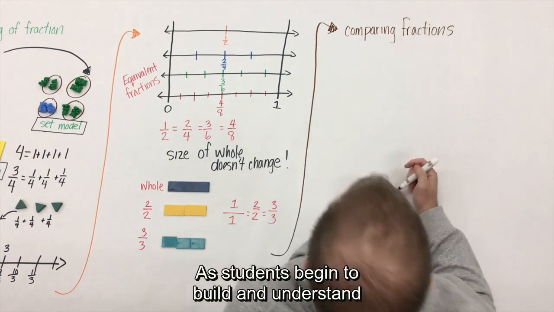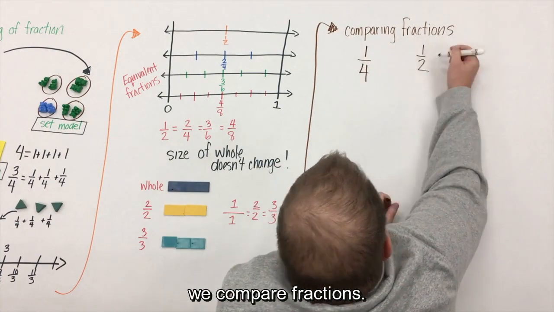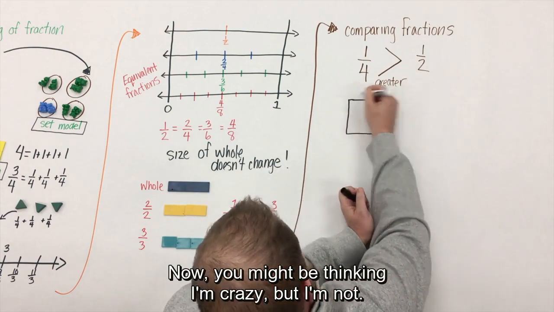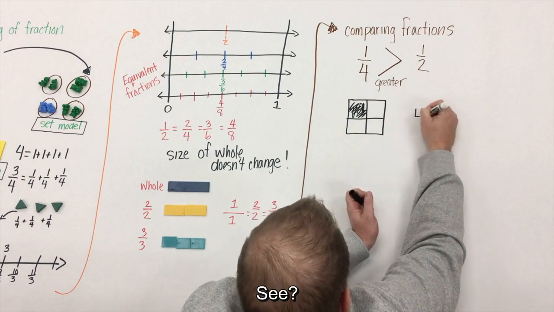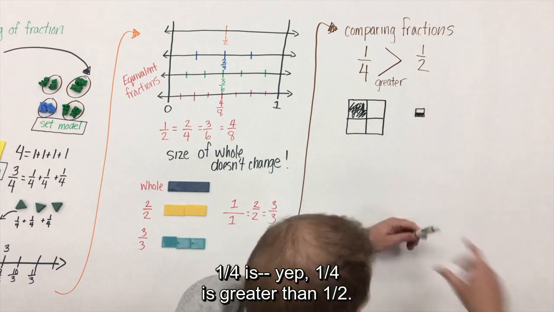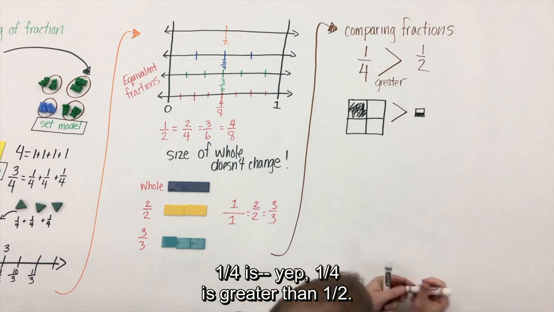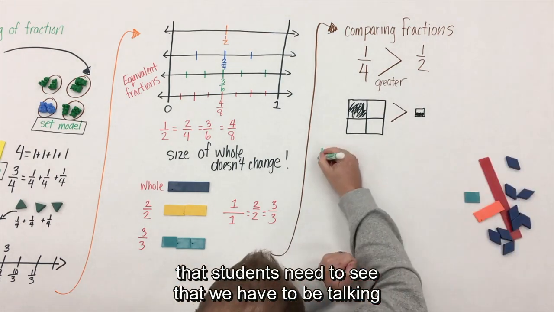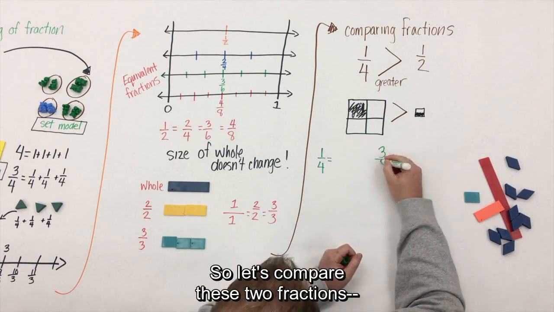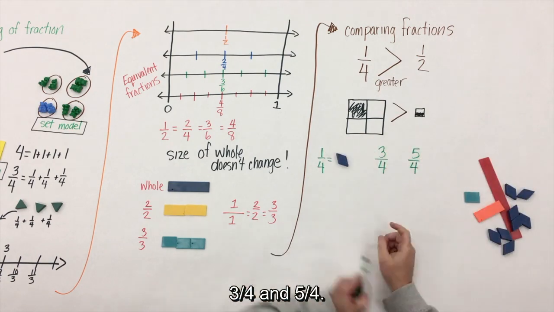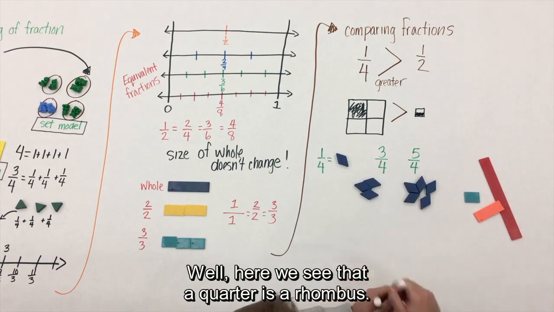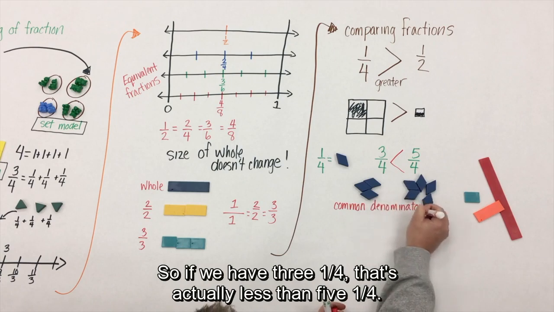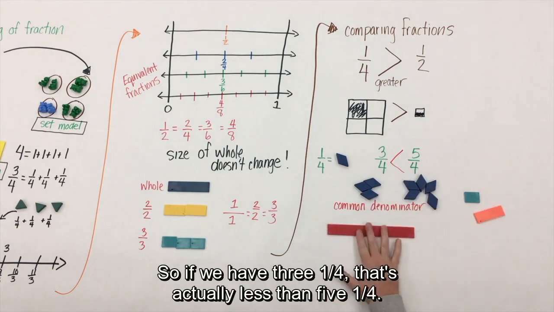As students continue to build their understanding, we compare fractions. Here, 1/4 is greater than a half. Now you might be thinking I'm crazy, but I'm not. See, 1/4 is, yep, 1/4 is greater than a half. It comes back to this understanding that students need to see that we have to be talking about the same size whole. So let's compare these 2 fractions, 3/4 and 5/4. Well, here we see that a quarter is a rhombus. So if we have 3 quarters, that's actually less than 5 quarters.